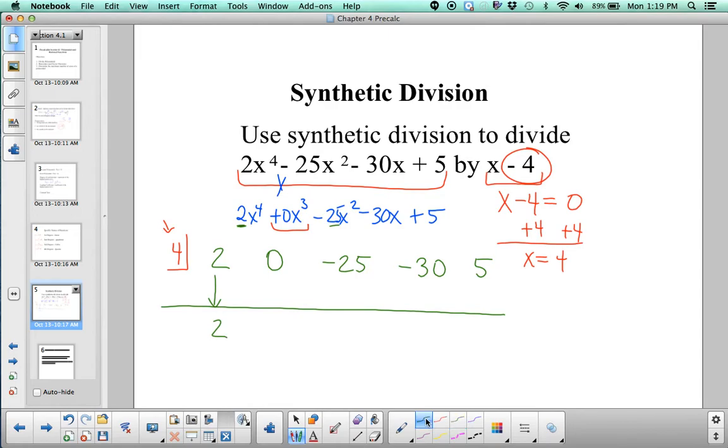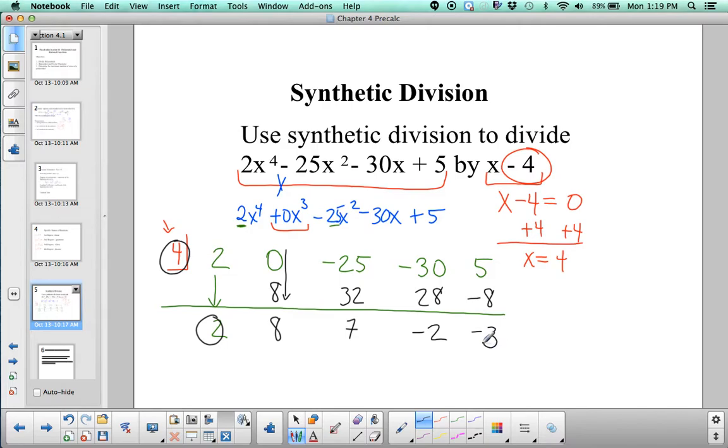And then at that point, you're multiplying the 4 and the 2, and that gives us positive 8. And then you're adding in line here. And then again, you go back and multiply by the 4. That gives us 32. And then we add in line. Again, we get 7. Then we take the 4, multiply it by the 7, we get 28. When we add, we get negative 2. And then you're taking the 4, multiplying by the negative 2, you get negative 8. 5 minus 8 gives me negative 3.